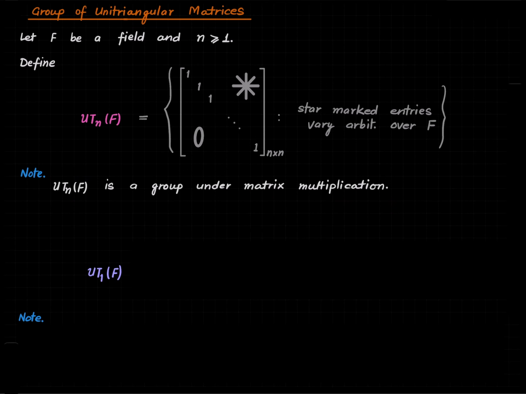The interesting thing to check here is the inverses. If you take the inverse of such a matrix, it will still be a matrix of exactly this form. Of course, the entries above the diagonal will change after you take the inverse. But the point is the diagonal entries will still be 1, all of them. And the entries below the diagonal will still be 0. And that's an exercise in linear algebra.